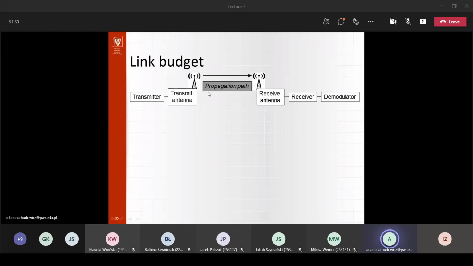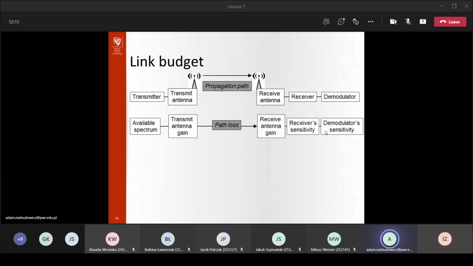Then we have the transmit antenna, which radiates our signal to the unbounded medium. There is a propagation path. We have a receive antenna, and then we have the receiver, and here the modulator is kept somehow separately for reasons you will see soon. So basically, if you think about the different phenomena in each of those components, it can either amplify or deteriorate your power level. So how does it work?